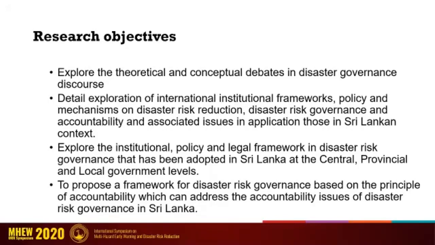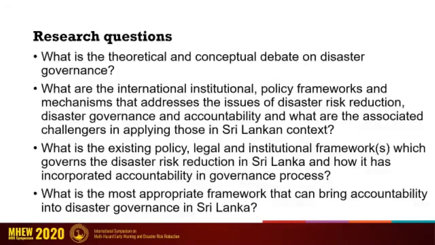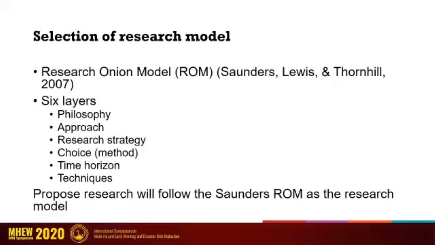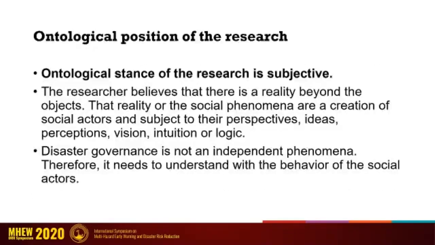There are 4 research objectives of this research, and there are 4 research questions. Then I will discuss the methodology. Methodology is the most important part of the research. I have selected the Saunders Research Onion Model as the research model, where they discuss 6 layers from philosophy to techniques. The first layer, philosophy, discusses the philosophical stance of the research: ontological stance, epistemological stance, and axiological stance.